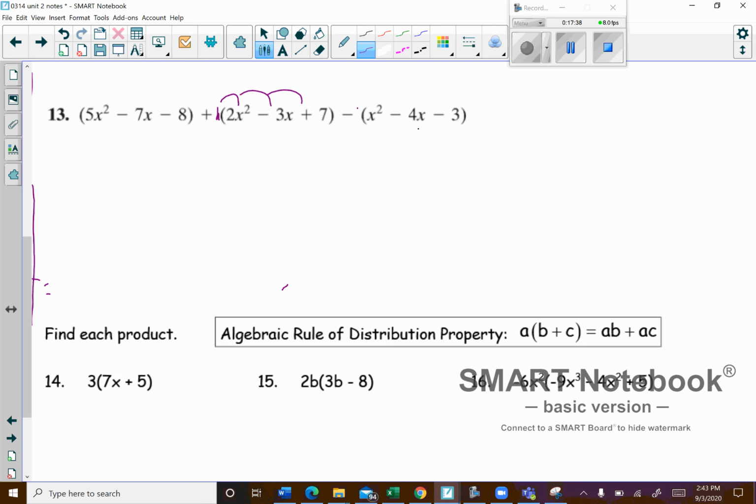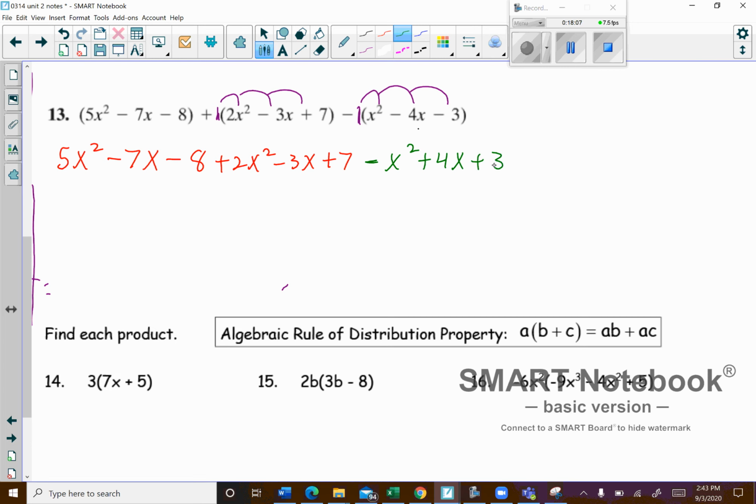But on the last one, I am subtracting it, so there will be a sign change on my third one right here, okay? So let's go ahead and write it all out. So let's see, 5x squared minus 7x minus 8. Let's see, plus 2x squared minus 3x plus 7. And I'm going to color code the ones where the signs change. And so here this will become a minus x squared, a plus 4x, and then a plus 3.